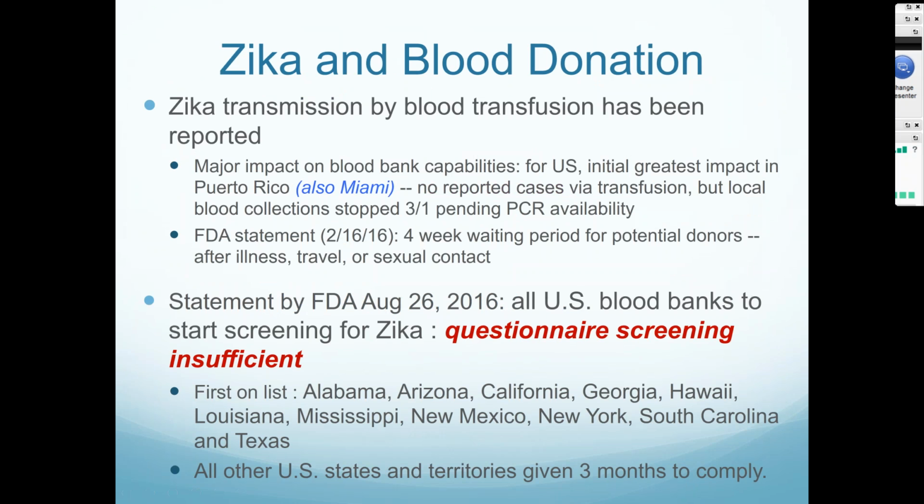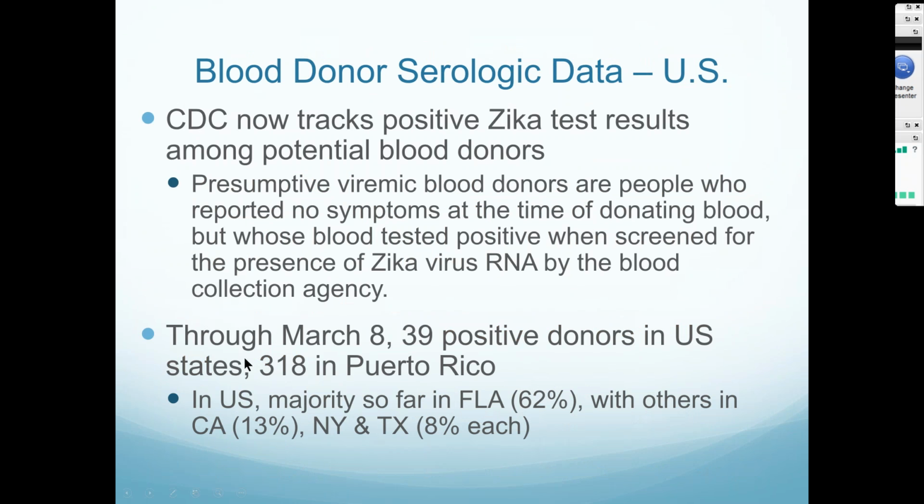The U.S. has certainly been very strong in not allowing blood donations for at least 6 months. It's now on the question list: Did you travel? Were you exposed to the Zika virus? So again, all these ways that you can have transmission of the virus become very important as you think about the things that we do. And this is through March 8th, 39 positive donors in the U.S. were found, 318 in Puerto Rico. Very serious, things we need to take seriously about telling our patients who are about to donate blood.